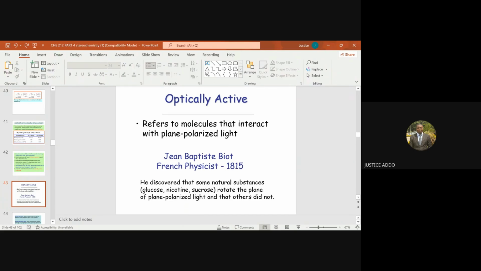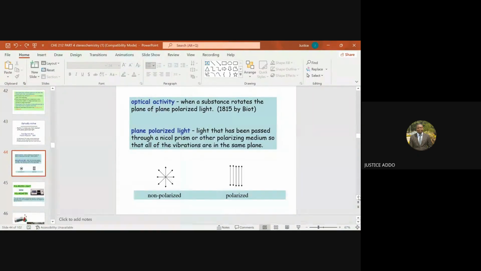And we've been talking about optical activity, plane polarized light. I've explained that one. So when you say polarized light, you see that all the arrows are pointing in the same direction. So a plane polarized light is a light that has been passed through a nickel prism or other polarizing medium so that all of the vibrations are in the same plane.